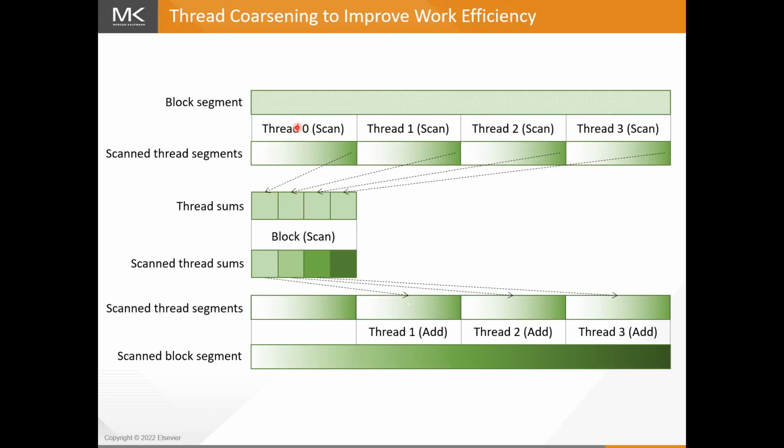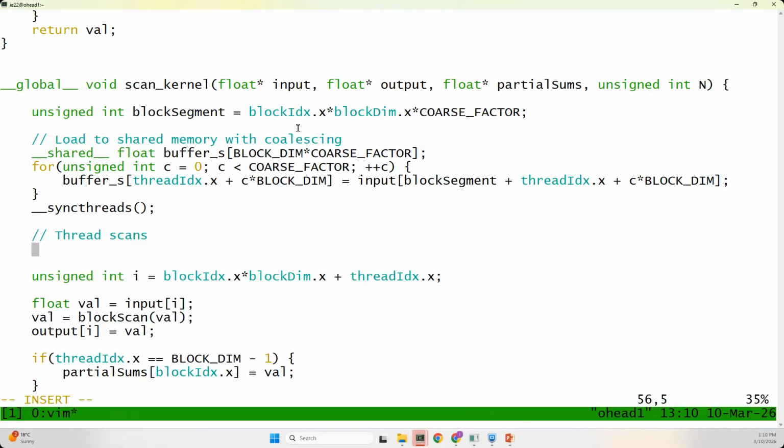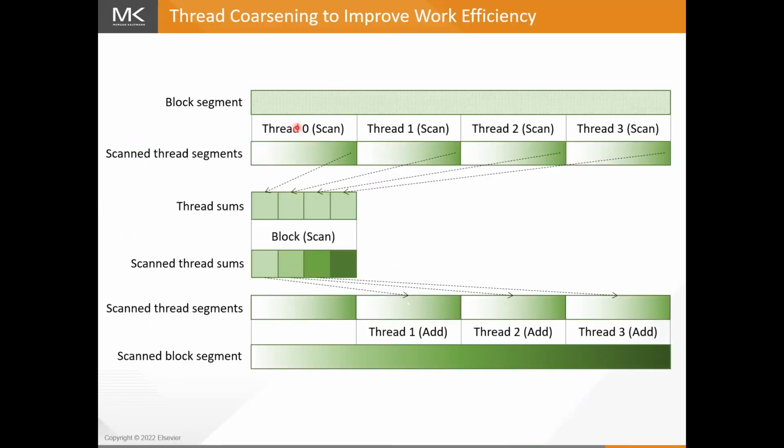Okay, so now we want to do the thread scan. Well, the thread scan is easy. It's just a sequential scan. First let me find the index of the thread segment within the block segment. Thread 0 is going to be scanning starting from element 0, thread 1 from element 4, then thread 2 at element 8. In general, because the coarsening factor is 4, each thread is going to start at its thread index times the coarsening factor.